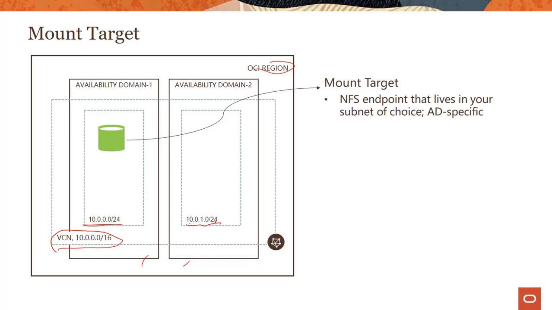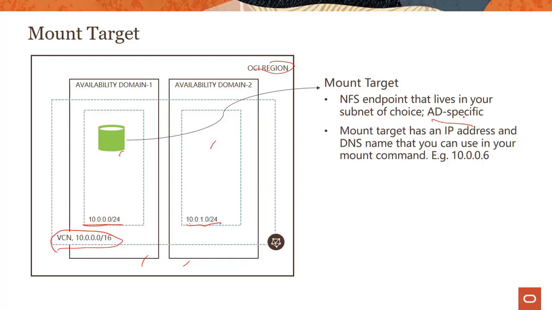So I create this thing called a mount target, which is nothing but an NFS endpoint that lives in your subnet of choice. You can choose to have a mount target created here or in some other subnet or in another AD. It's specific to an AD as it's shown here, and a mount target has an IP address and DNS name that you can use in your mount commands. So the simple way to identify a mount target is you get this private IP address which you could use with your file systems.